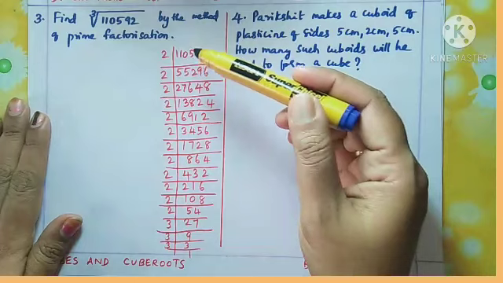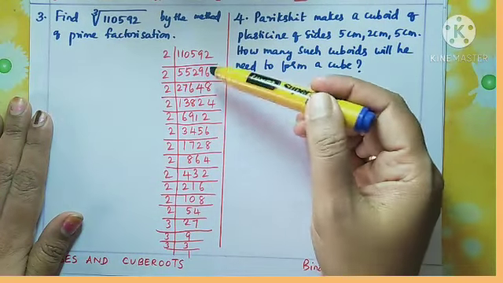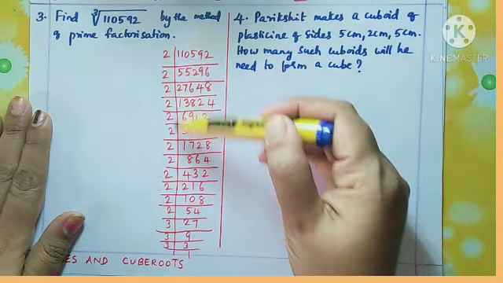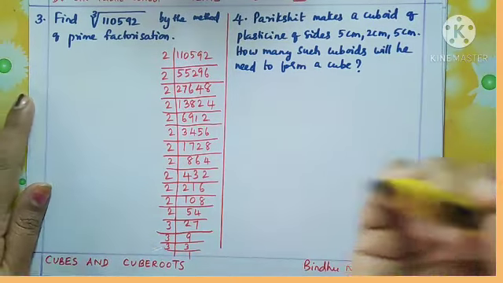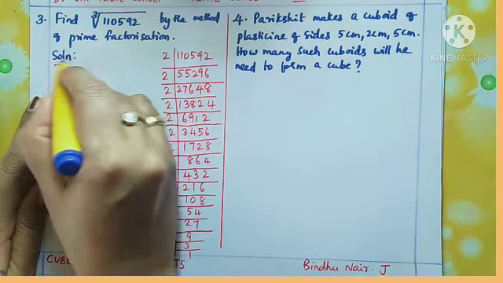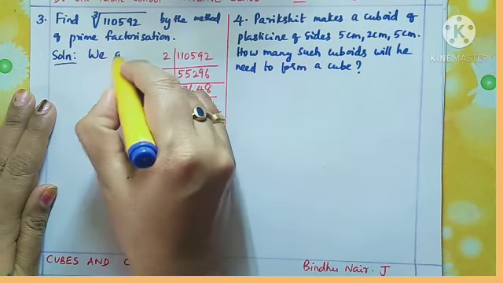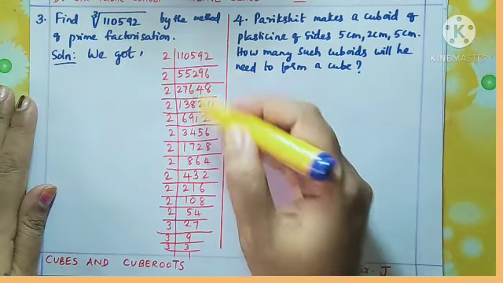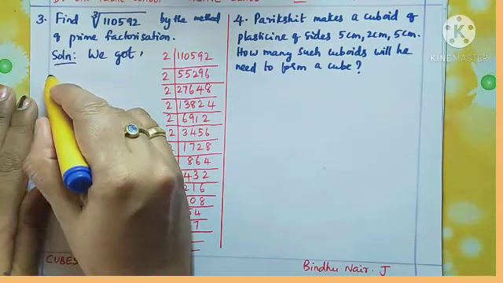So already I have done the factorization here. So all of you do this. So we got all the factors now. Now we want to write the answer solution. So we got, so what is the answer? You want to write all the factors now.